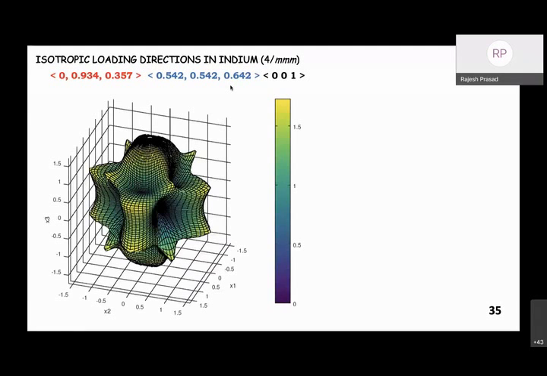So let us look at the example. So here is indium. Indium is tetragonal, 4/mmm. So classical wisdom will say that only the 001 direction, the four-fold axis, will be isotropic. And here is Shrikant's calculation coming up with these arbitrary directions shown in red and blue. No symmetry, not even nice Miller indices to be isotropic.